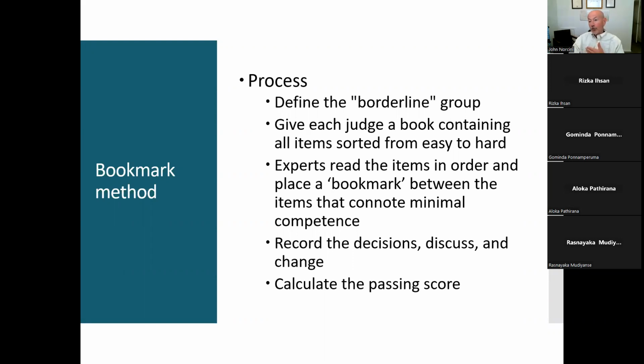And basically all you do is ask the judges to read each question and to stop at the point where they think there's a difference between competence and non-competence. So basically what you're asking them to do, with the book you've created, is to put a bookmark in where you think the pass-fail mark should be, based on the questions sorted by their level of difficulty. I won't go into a lot more detail here because you don't use this, but I'd be happy to answer any questions about it if you do.